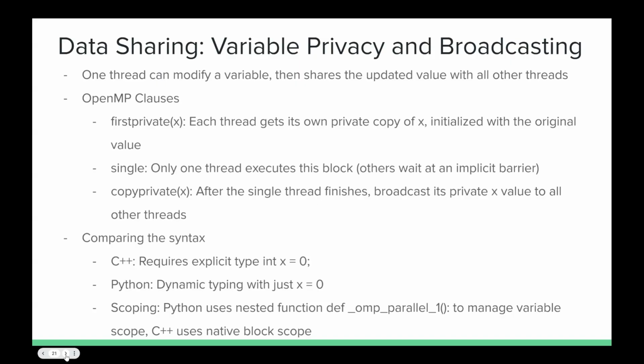In terms of scoping, C++ variables follow a block scope, where variables are local to that specific block of code. Since Python doesn't support this, Python instead uses helper functions like omp parallel 1 to simulate block scoped variables in parallel regions.